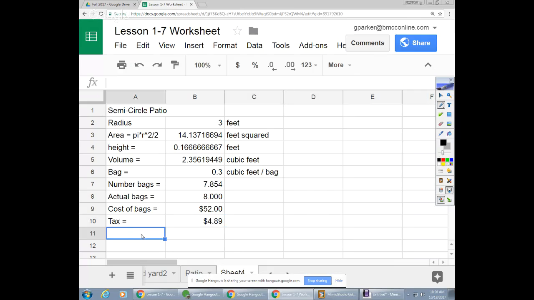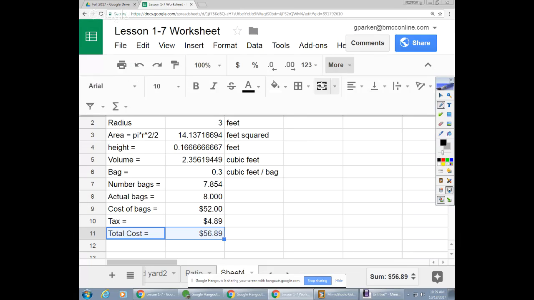So finally now I can get the total cost. So I just sum up those two numbers. So there's my total cost for this project. Questions on how I got that?